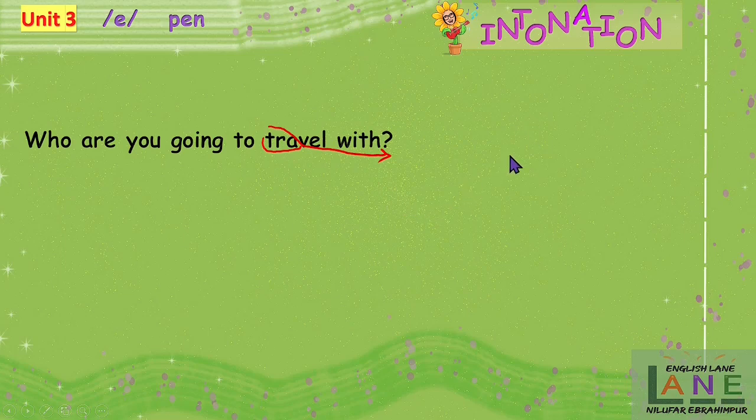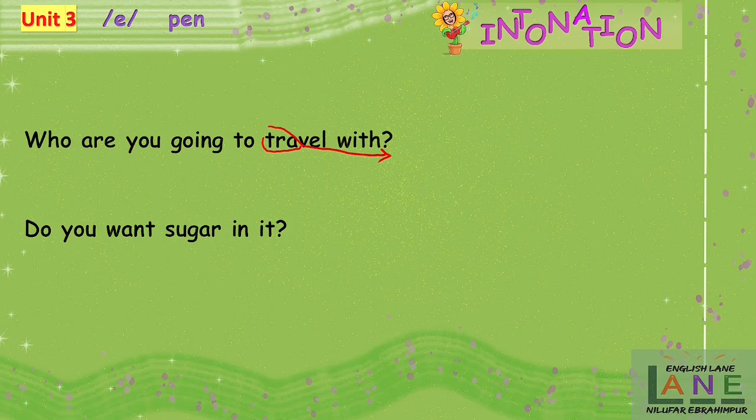So, who are you going to travel with? Find the most important word in this sentence. I think you're right. Do you want sugar in it? Do you want sugar in it? Well, function, function, content word, the most important word in this sentence. Where's the stressed syllable? Sugar, sugar, sh.